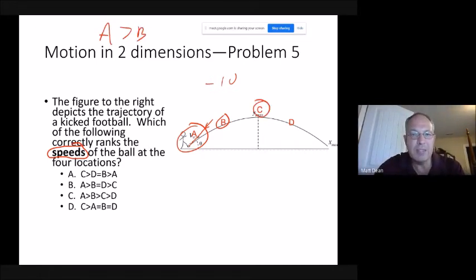Here it's at its maximum height, which means its vertical velocity is 0. Its horizontal velocity is constant, which means that B is greater than C. And what we've got to think about now is D.